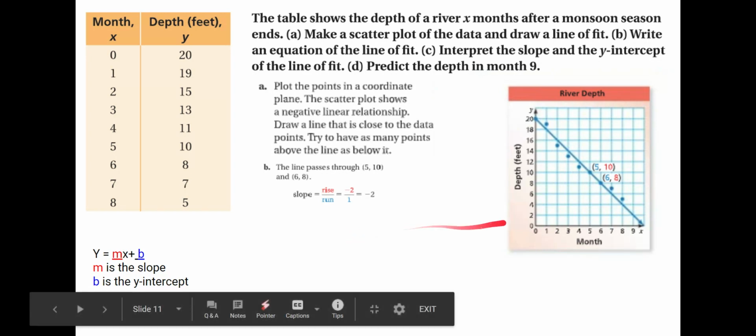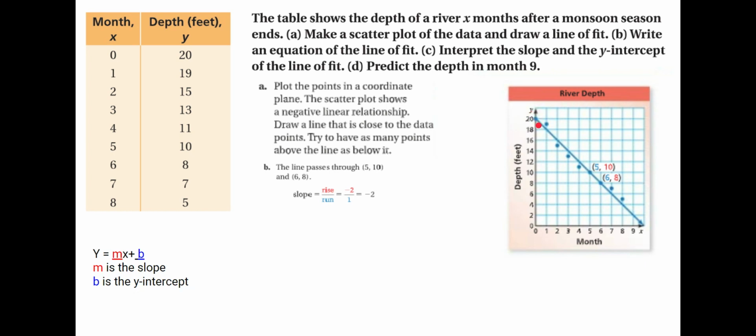Now the y-intercept. To find the y-intercept, look where the line crossed the y-axis. Since this is the y-axis and this is the line of fit, they both met at the point (0, 20), so the y-intercept is 20.